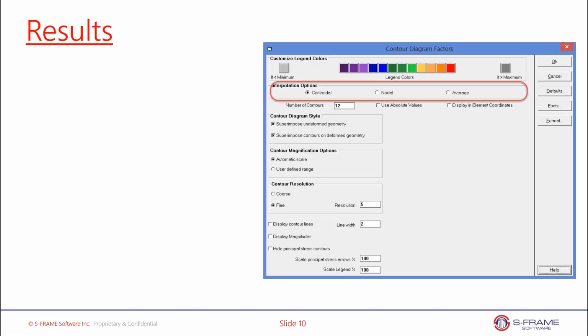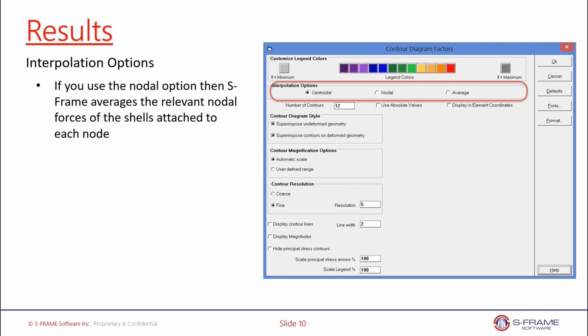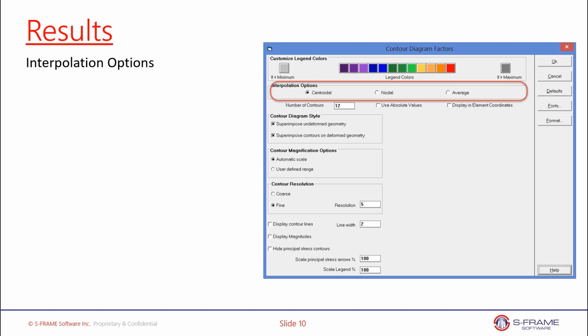And we have multiple ways of interpolating contour results with SRAM, namely centroidal, nodal, and average. Let's go into a little bit of detail on each one of those. The centroidal option takes the average force on each shell surrounding the node, and this is where the values for the contour results come from, if you use that centroidal option. The nodal option averages the nodal forces of the shells attached to each node. And again, the results will not always be identical between centroidal and nodal. You can see there are two different ways of coming up with those results.